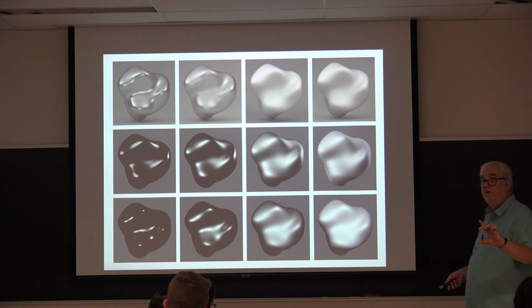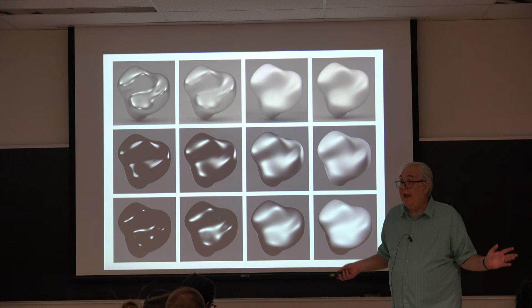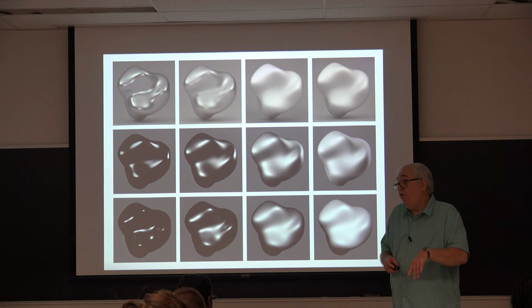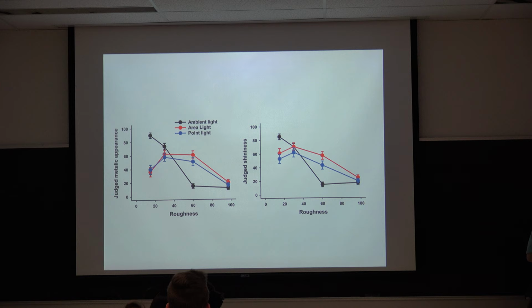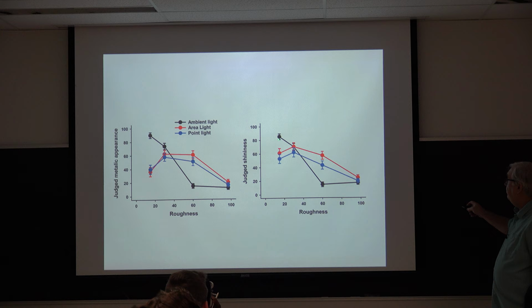High roughness, everything looks matte. Low roughness, it looks shiny. And it might look like metal or shiny black, depending on the nature of the lighting. And here are the data for that. The main thing to keep in mind here is as roughness is going up, perception of shininess is going down, and the perception of metalness is also going down.